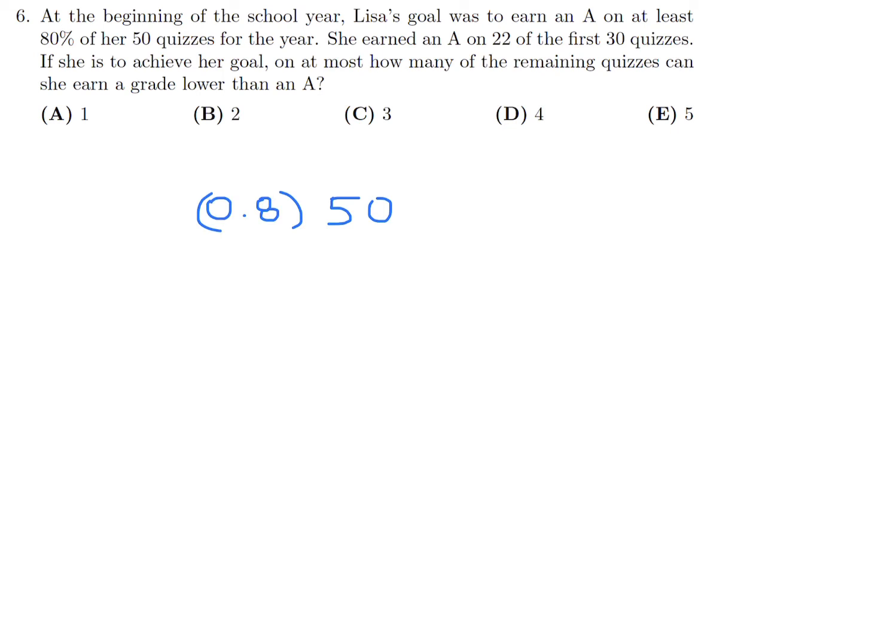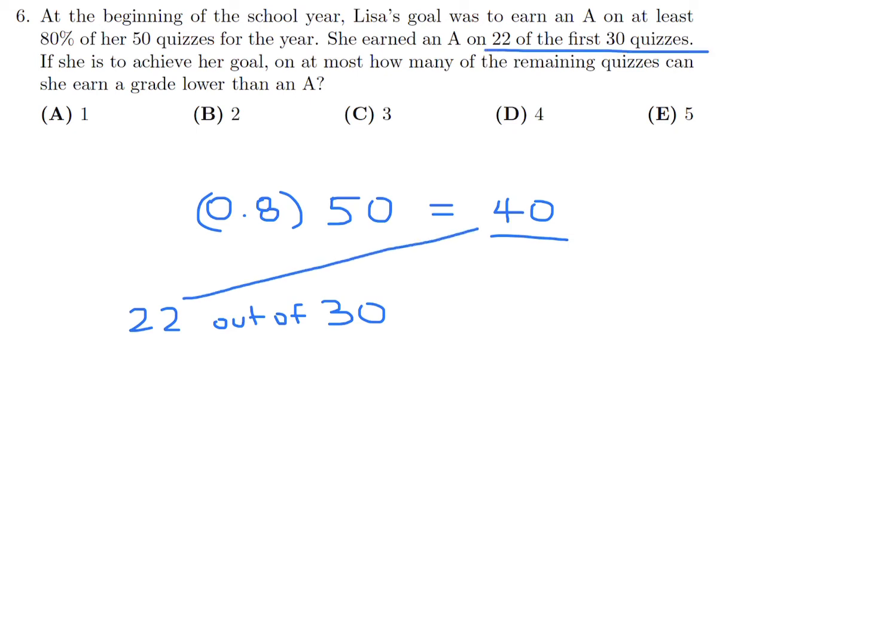So 0.8 times 50, and that's 40. So she's got to get an A on 40 of the quizzes. That's basically the goal that's been set. Now, in the first 30 quizzes, she gets 22 out of 30, and they basically tell you that in the question. So how far is she from her goal? Well, she's 18 away. So she's got to get at least 18 out of the remaining.